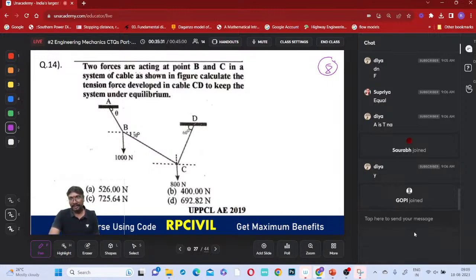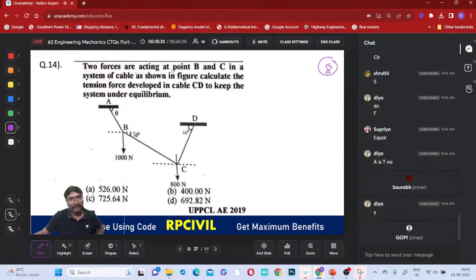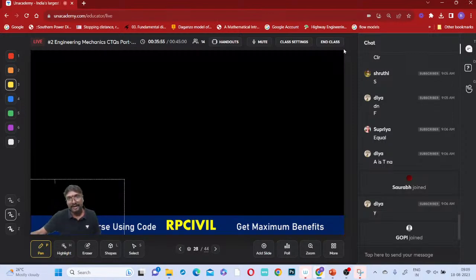Right. Okay. So here two forces are acting at points B and C in the system of cable shown in the figure. Calculate the tension force developed in the cable CD. Here you are asked to identify the tension force developed in this cable CD to keep the system in equilibrium. How can you calculate this CD if you consider the equilibrium free body diagram?